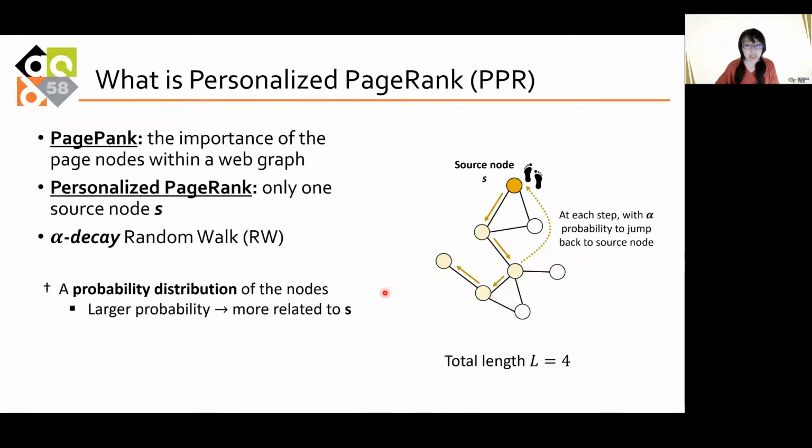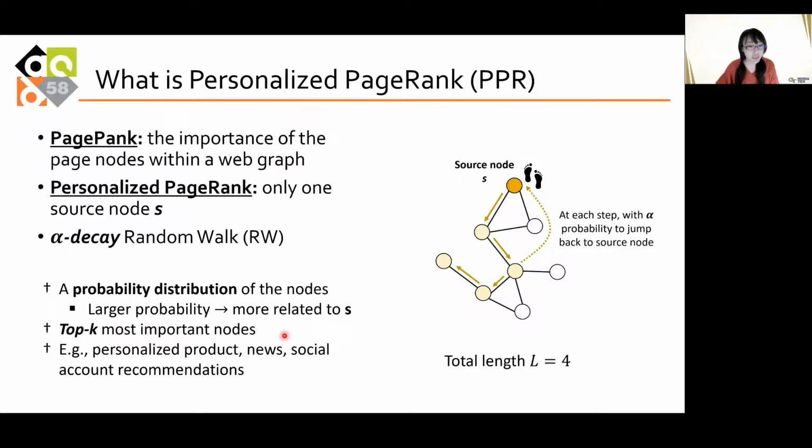So finally, the PPR is actually computing a probability distribution of these nodes. We call it PPR scores. The larger probability, the higher PPR score means this is more related to source node S. And typically, we only care about the top K most important nodes. This is because PPR is also used for personalized product, news, social account recommendations, and in reality, we only care about the top K most important matches.